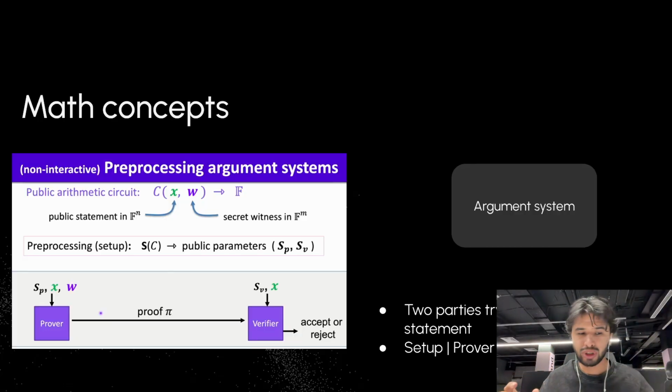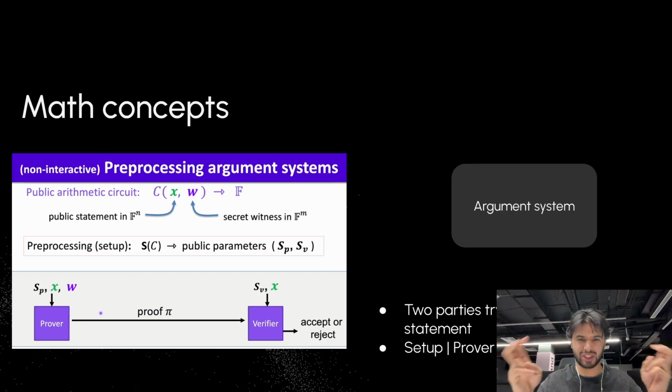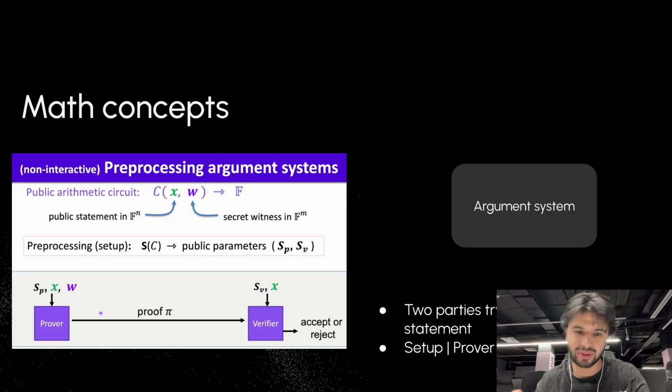And we're going to have the prover. The prover will have the public parameters, the public statement, and the witness, which is the secret information behind this one true statement. And we're going to generate the proof and send it to the verifier. The verifier will have the public parameters generated, and it has to accept or reject. So that's the mathematical concept in the argument system. There are different systems, but this is how it's used.